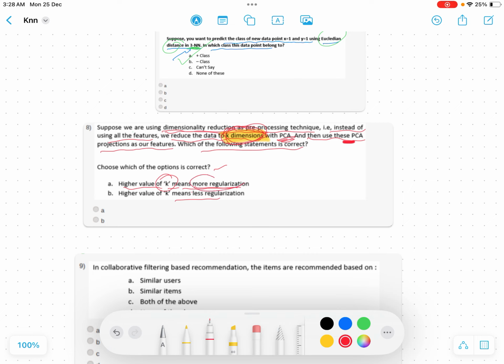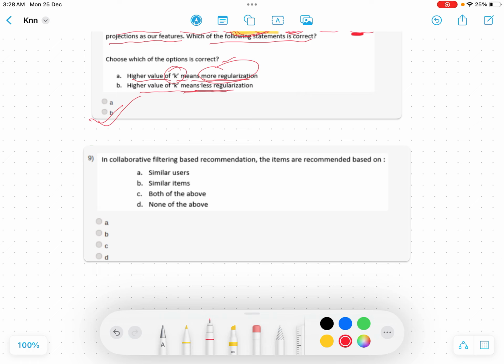And if we have more regularization, that means we are penalizing some features that we don't want to consider much. So the correct answer is that a higher value of k means less regularization. Okay, so the correct answer is B.